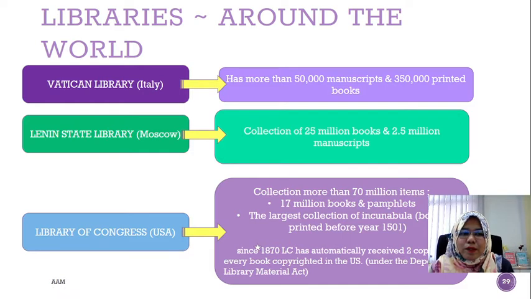So libraries around the world: we have the Vatican Library in Italy, which has more than 50,000 manuscripts and 350,000 printed books. The Lenin State Library in Moscow has a collection of 25 million books and 2.5 million manuscripts. And the Library of Congress, USA, has a collection of more than 70 million items, 17 million books and pamphlets, and the largest collection of incunabula, books printed before the year 1501. Since the 1870s, it has automatically received 2 copies of every book's copyright in the US under the Deposit of Library Material Act. This is also applied in Malaysia.